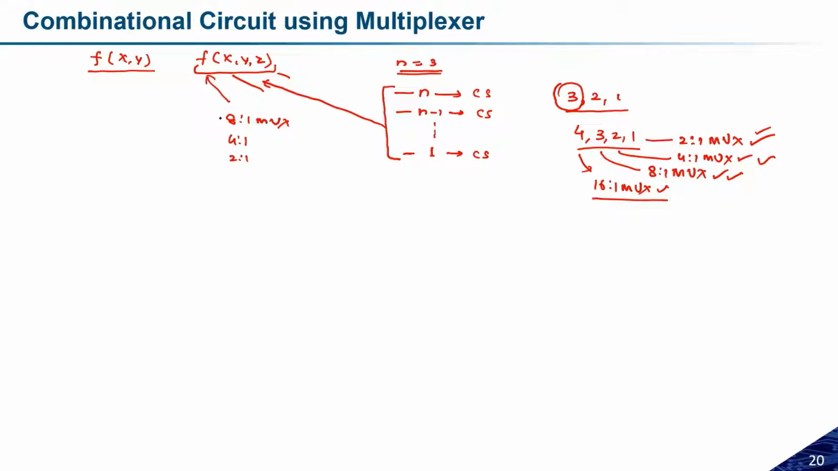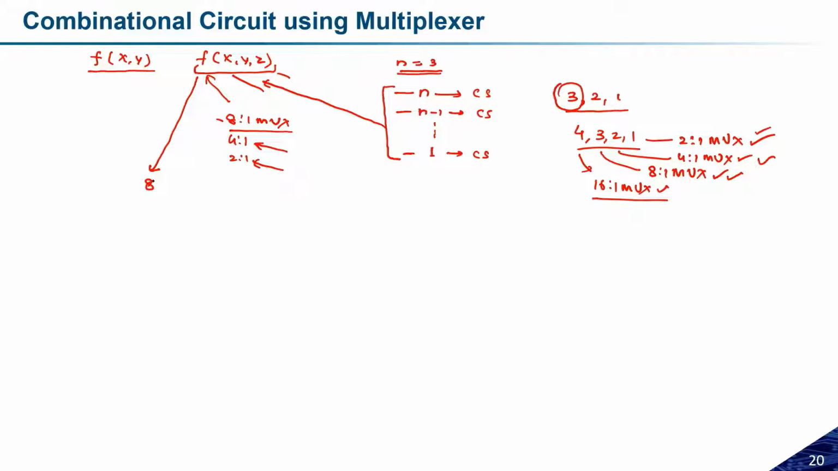Now let us see how we can do that. As of now, I will tell you about 8 raised to 1, and later on I will tell you how we can use 4 raised to 1 and 2 raised to 1. 4 raised to 1, 2 raised to 1 and 8 raised to 1 mean the number of inputs in the multiplexer. If I design a three variable function with an 8 raised to 1 multiplexer, the total number of inputs is 8, and the total possibilities of this function are also 8.